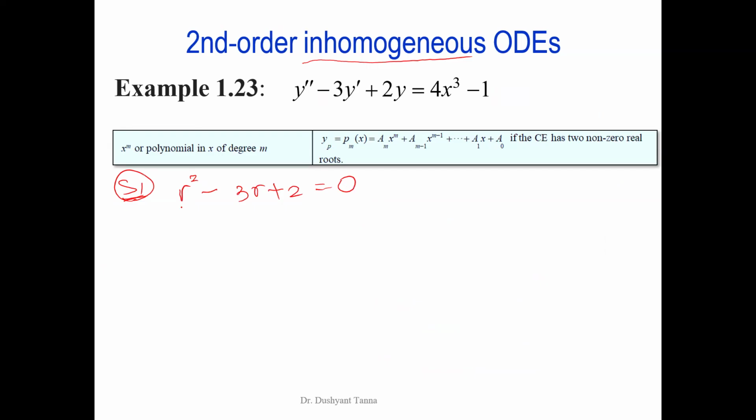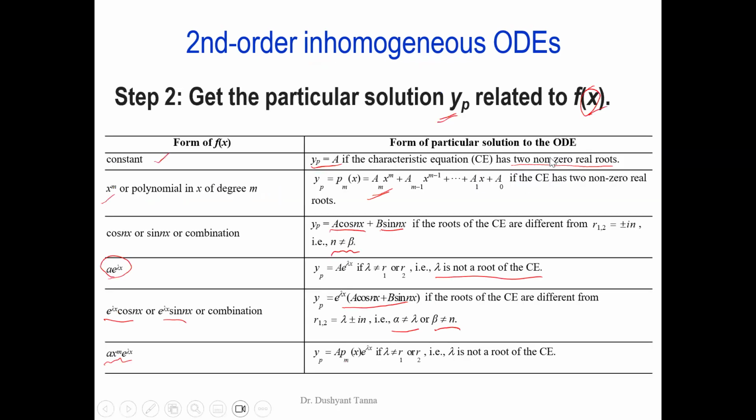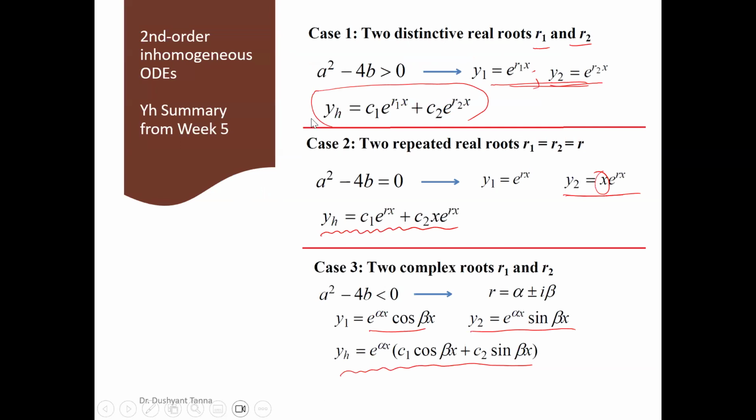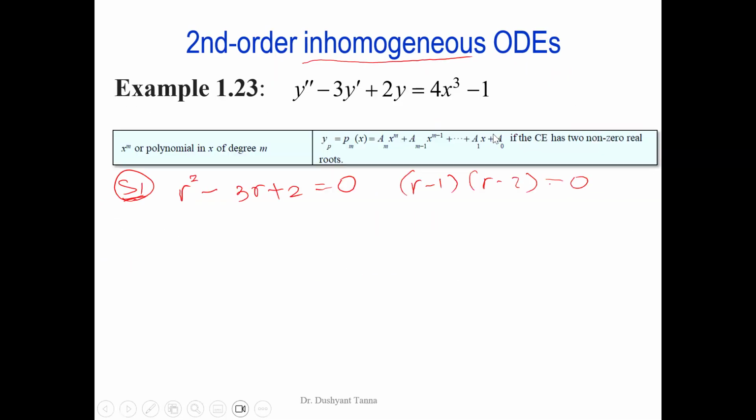Right. We get two roots, r minus 1, r minus 2 is 0. They are distinct roots. So we follow case 1, distinct roots. The solution yh is c1 e raised to r1, which in this case is 1, c2 e raised to r2, which is 2. 1 and 2.